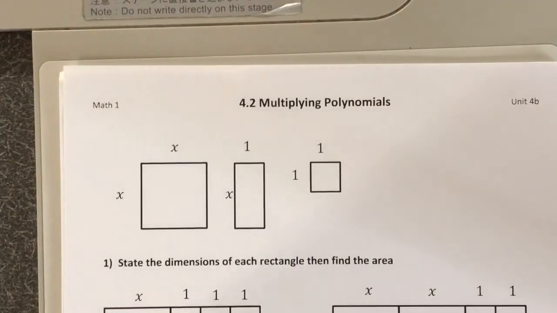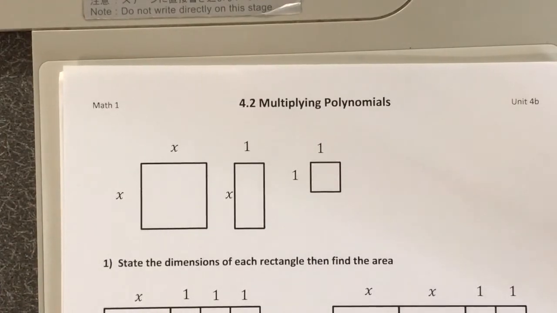Now that we've reviewed the area and found the area of rectangles when they've been chunked up into pieces, what we're going to learn now is what we call algebra tiles. We're going to use algebra tiles to help us find the area of a rectangle. And in the long run, what you're going to be doing is multiplying two polynomials together. So first off, let's talk about the size of the dimensions and the area.